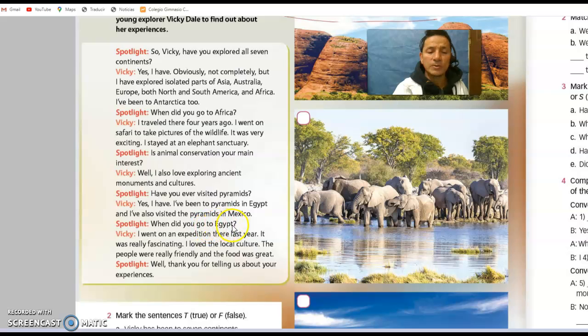Spotlight: When did you go to Egypt, Vicky? I went on an expedition there last year. It was really fascinating. I loved the local culture. The people were really friendly, and the food was great. Spotlight: Well, thank you for telling us about your experiences.